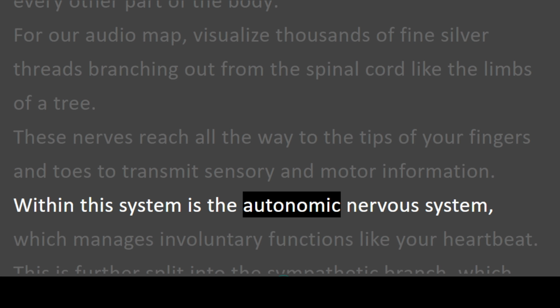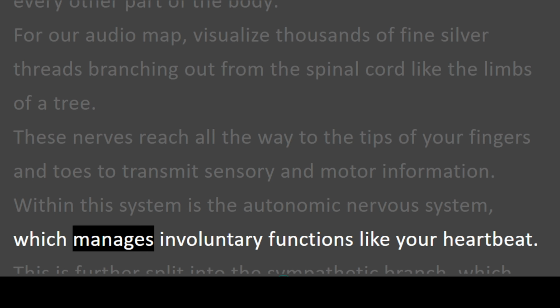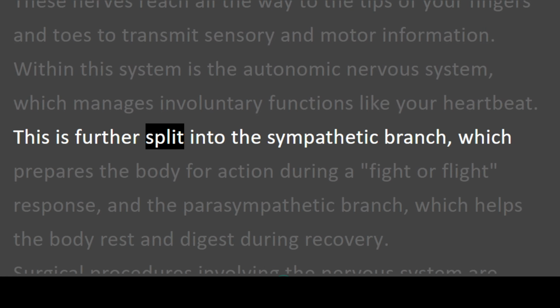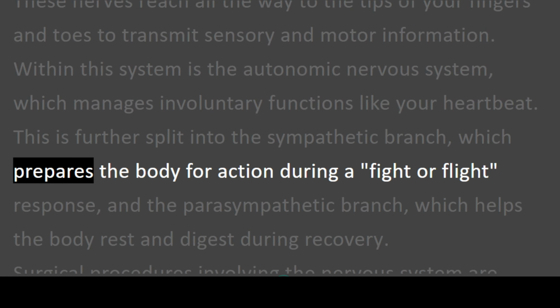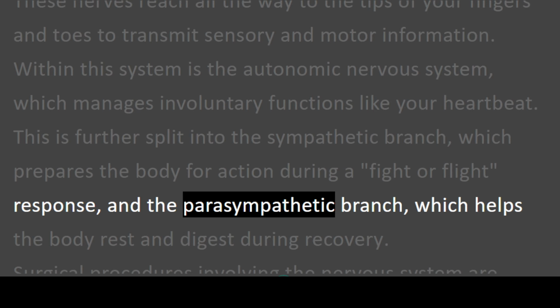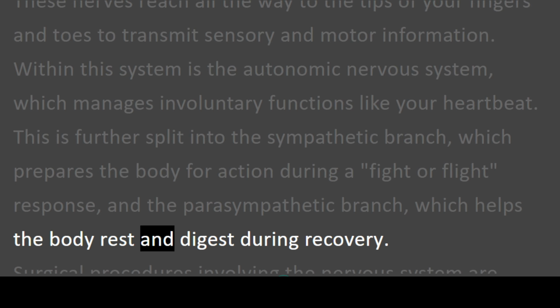Within this system is the autonomic nervous system, which manages involuntary functions like your heartbeat. This is further split into the sympathetic branch, which prepares the body for action during a fight or flight response, and the parasympathetic branch, which helps the body rest and digest during recovery.